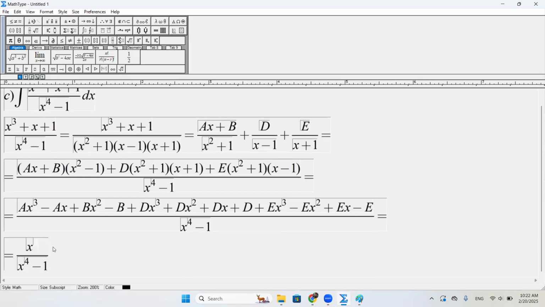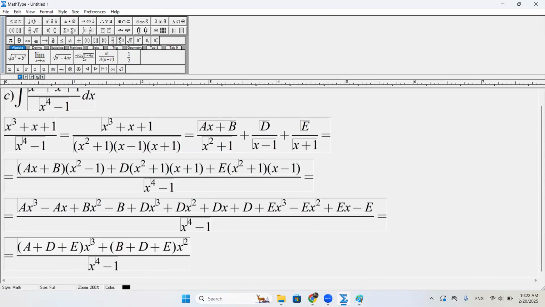So for x cube, a plus d plus e. For x square, what do we have? So b plus d plus e.